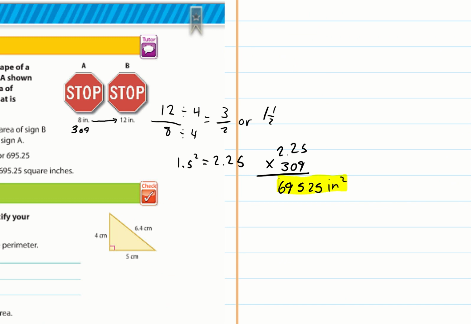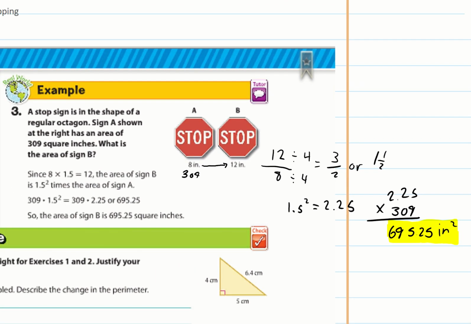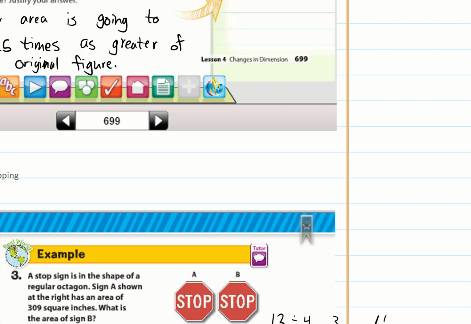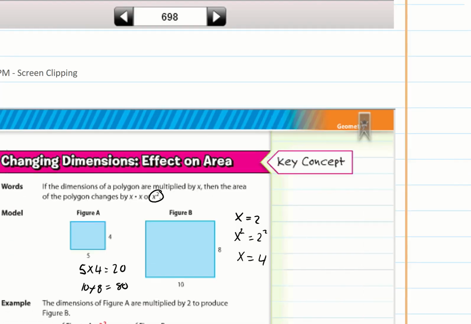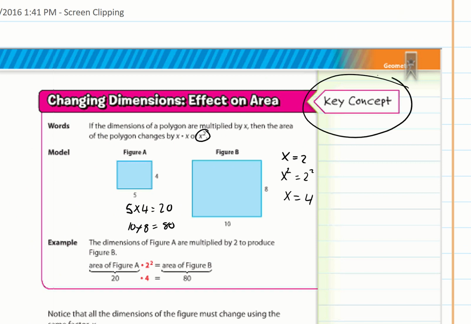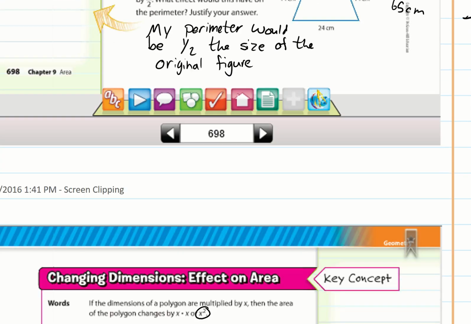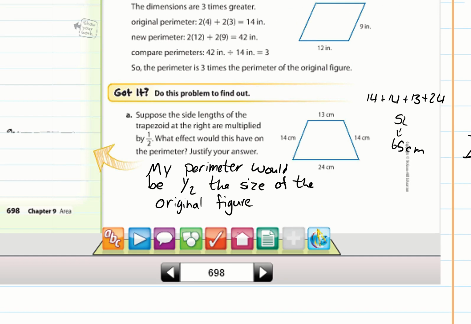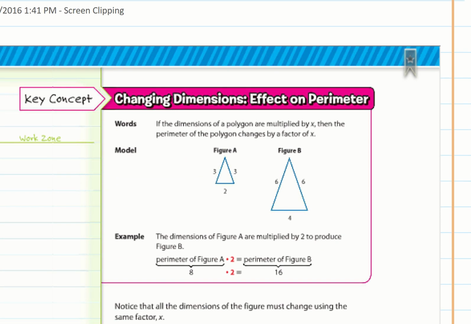Okay, so I know this is a difficult concept to understand. The main thing you need to know is this key concept: if this is 2 times as great, I need to take 2 squared. 2 squared equals 4, and that's how many times greater my area is. And you also need to understand this concept. This is times 2, so my perimeter is going to be twice as large.